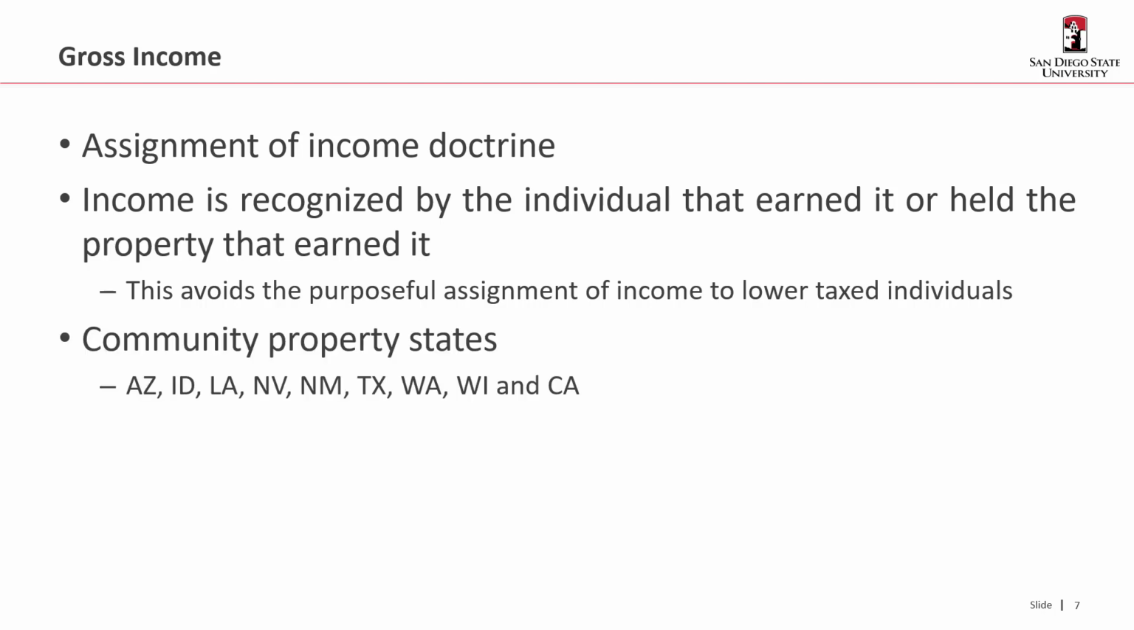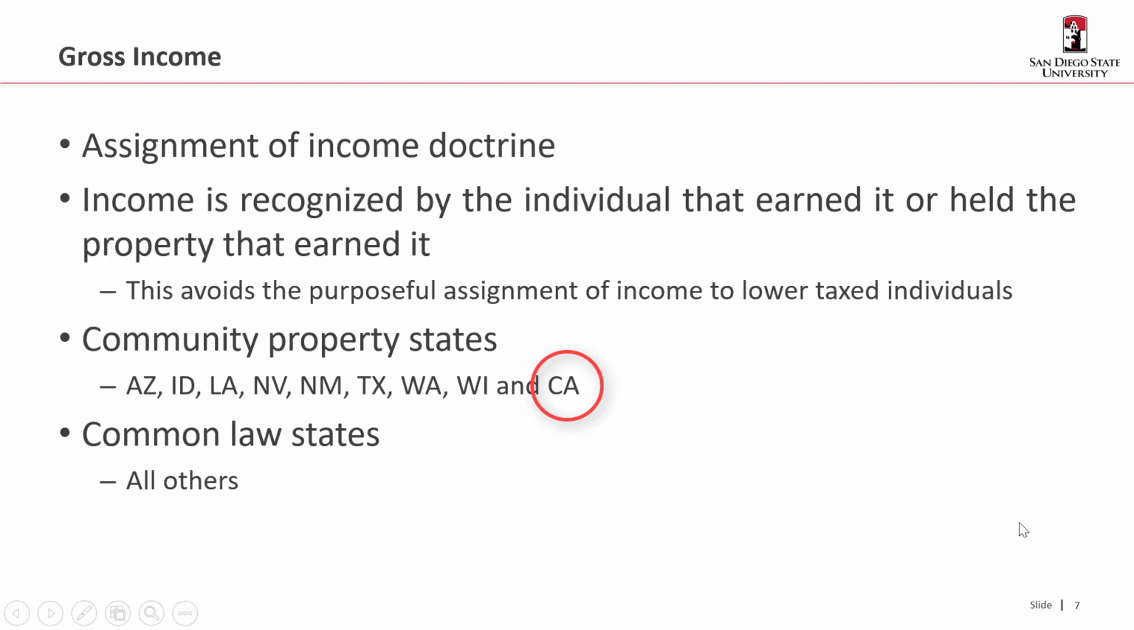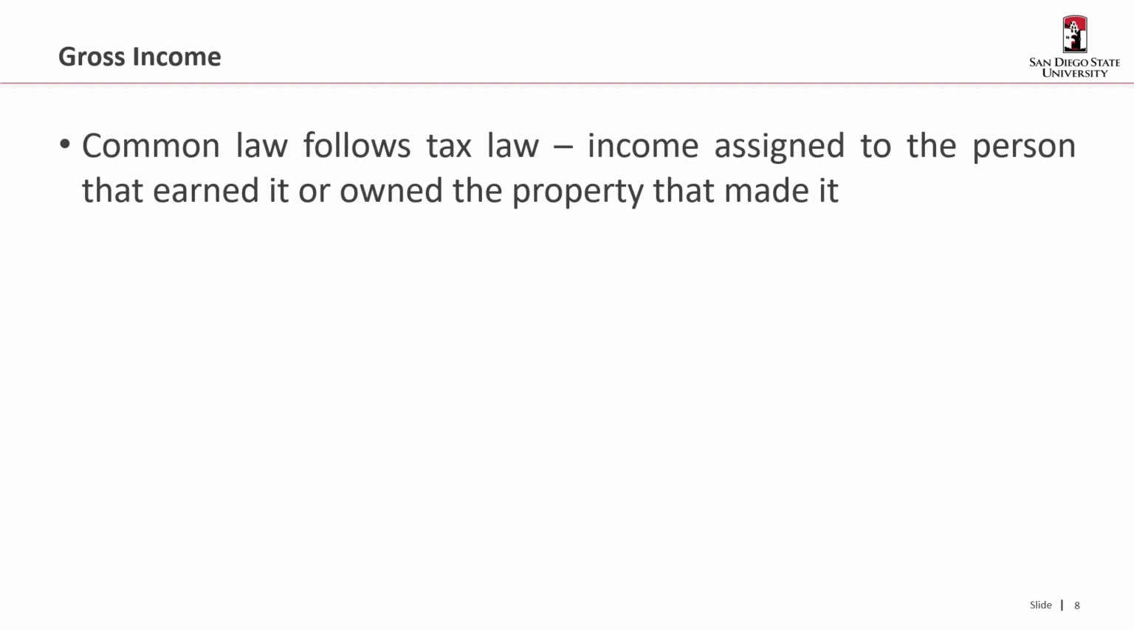So one of the weird things is in the U.S., there are a handful of states that we call community property states. And in community property states, who recognizes the income is a little different from the other states, which are called common law states. You can see on the list of community property states is California. You also notice that it tends to be weighted towards the West. There are more states in the West that follow community property law than in the East.